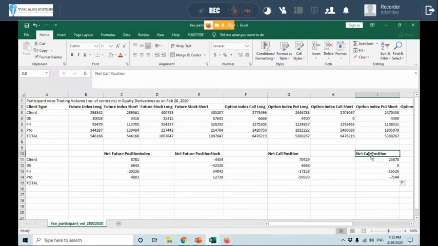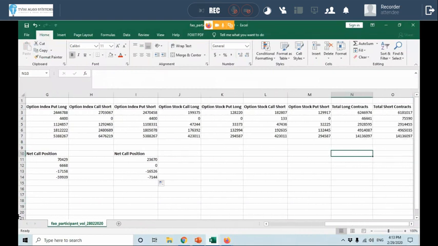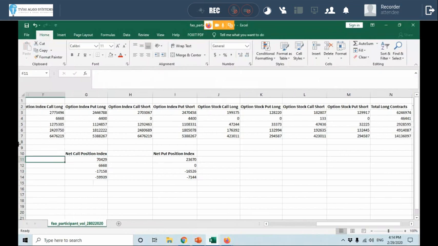So, here it will be net call. This is net, this is on index. Net put. This analysis is very important. You can't miss it. But you need to do this on a daily basis. Otherwise, you won't be able to catch what exactly is happening.